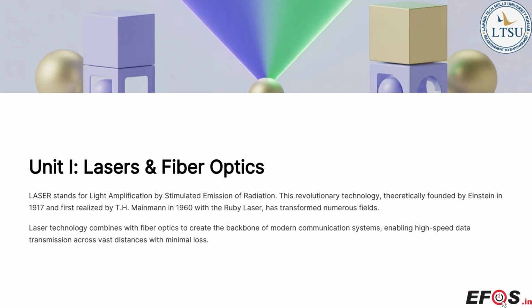Unit 1 focuses on lasers and fiber optics. The term laser is an acronym for light amplification by stimulated emission of radiation. This revolutionary technology was theoretically laid out by Einstein in 1917 and first physically realized by Theodore Maiman in 1960 with the development of the ruby laser. Today, the combination of laser technology and fiber optics forms the essential backbone of our modern communication systems, allowing for high-speed data transmission over vast distances with minimal loss. This enables the global internet and virtually all modern digital communication.